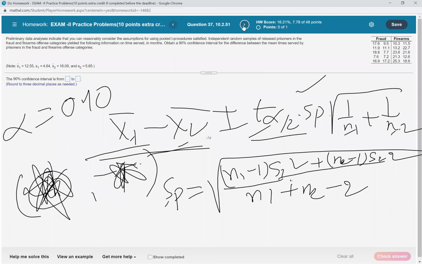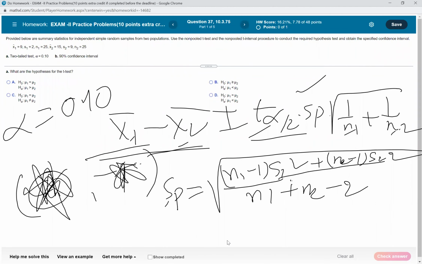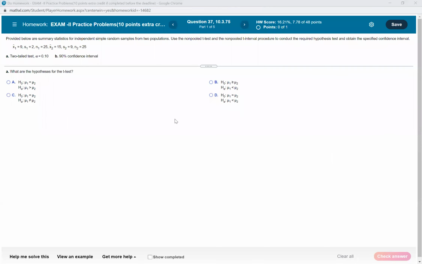Okay, so the next one. Let me clear the drawings first. So this is a two-tailed test, and you need to construct the 90% confidence interval. This is also an independent sample. But this is different. This is a non-pooled t-test. So you have to use this formula to calculate the test statistic in this case.